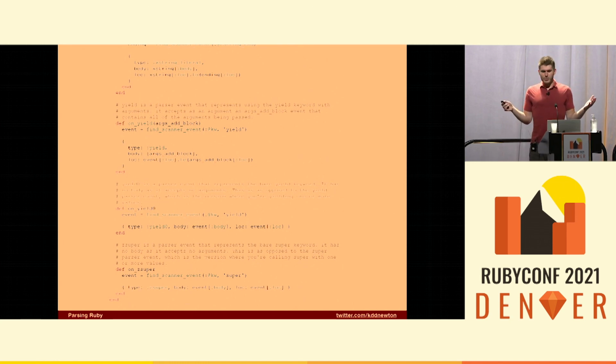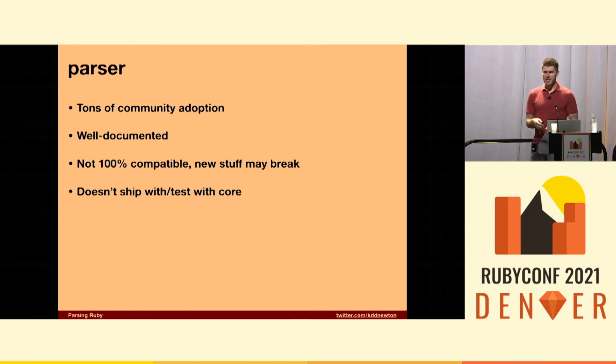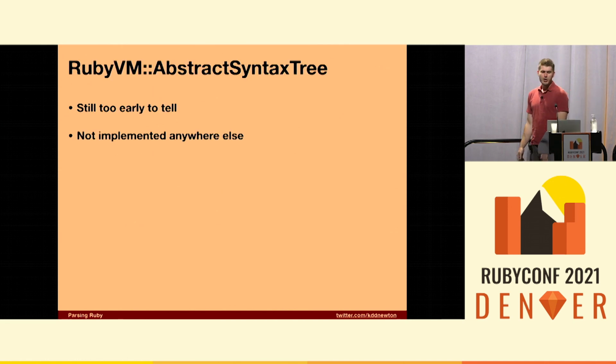If you want to build a syntax tree, what are your options? To this day, Ryan is still maintaining Ruby Parser. This is an option for you. It has some community adoption. It's not 100% compatible, though he did just bring it up to Ruby 3.0. New stuff may break because it's not shipped with core. Then there's the parser gem, with tons of community adoption. It backs RuboCop. It backs Standard, which is a wrapper around RuboCop. It's very well documented. Not 100% compatible necessarily. New stuff may break. Every time new syntax comes out, they have to play catch up. It's just part of the name of the game. It doesn't ship with or test with core. So, I mean, that's just what it is.